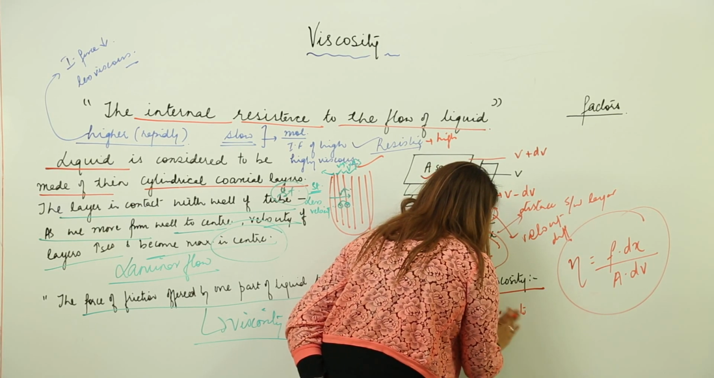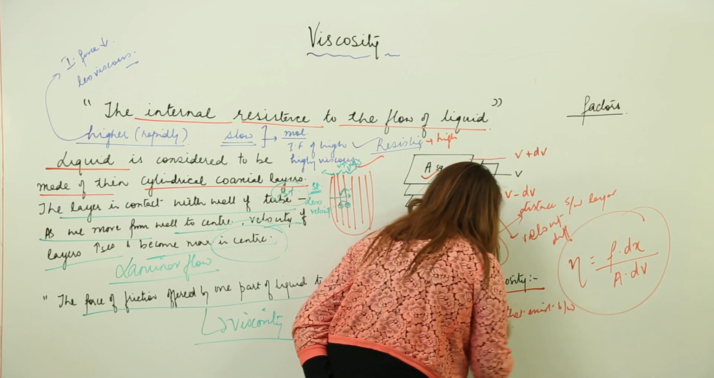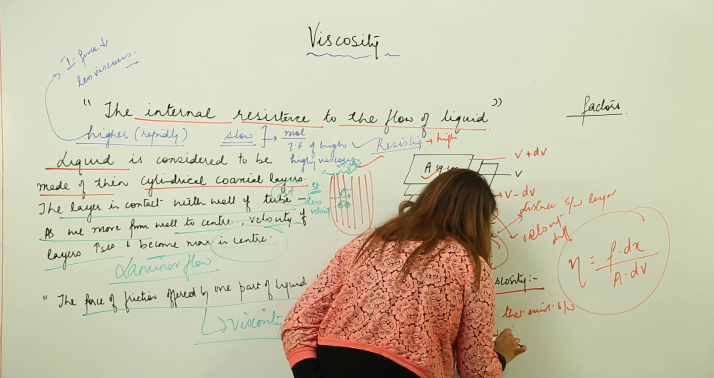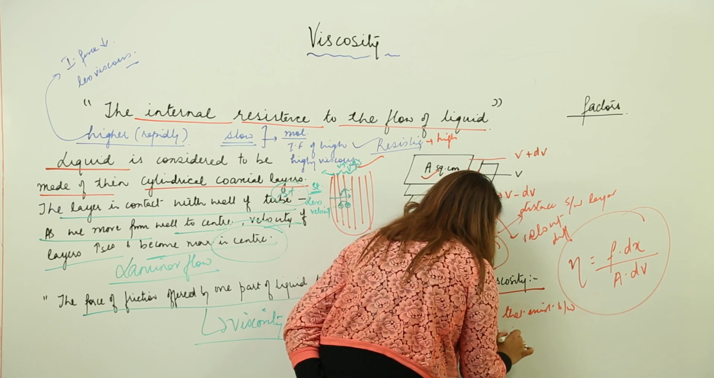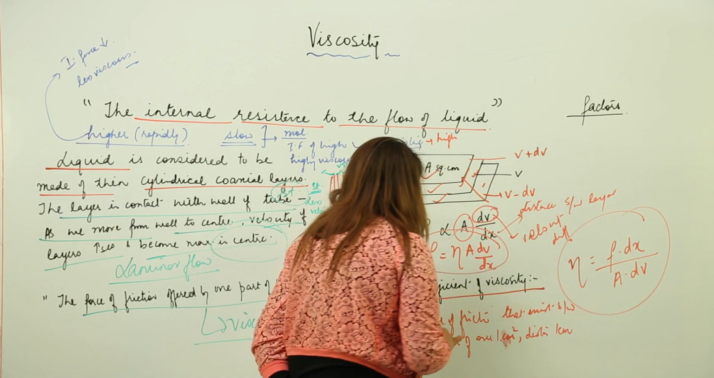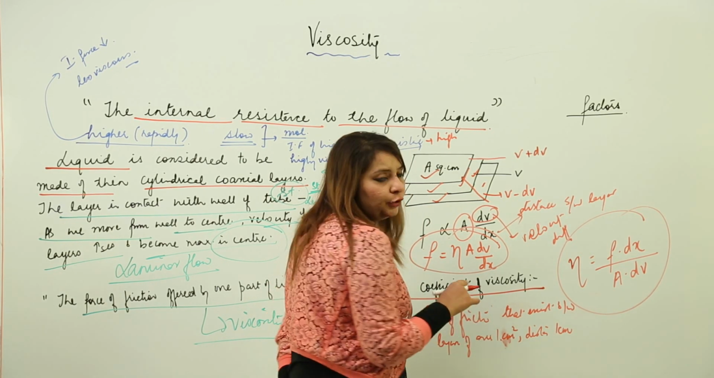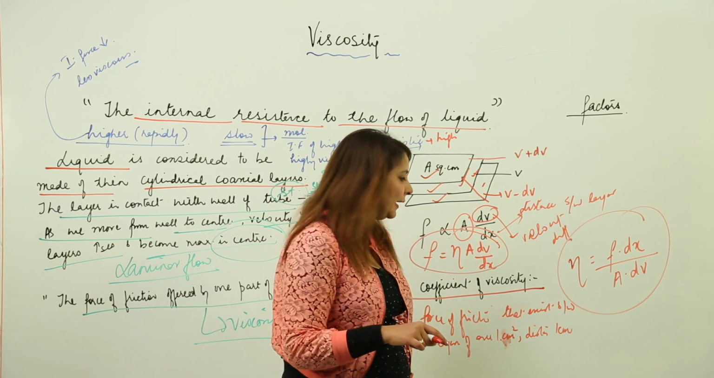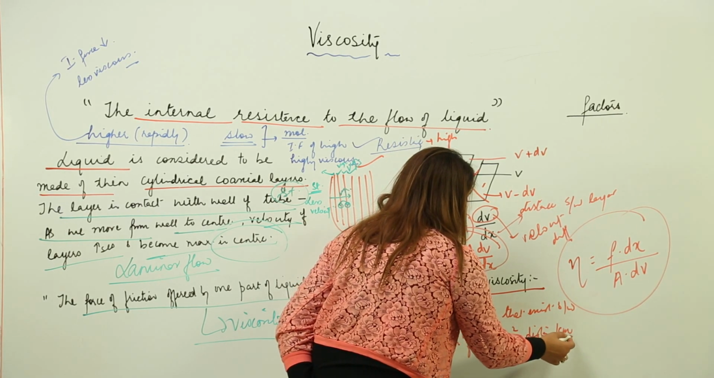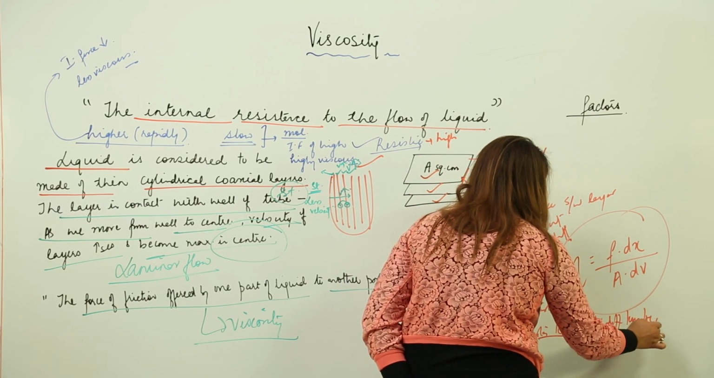Force of friction that exists between layers of area 1 centimeter square. Distance between them is 1 centimeter. And we can say the force of friction that exists between the layers of area 1 centimeter square, distance 1 centimeter, and the velocity difference we need to maintain is 1 centimeter per second.